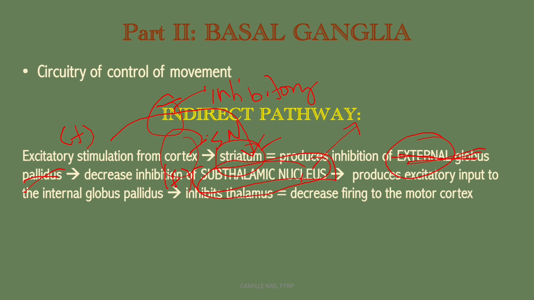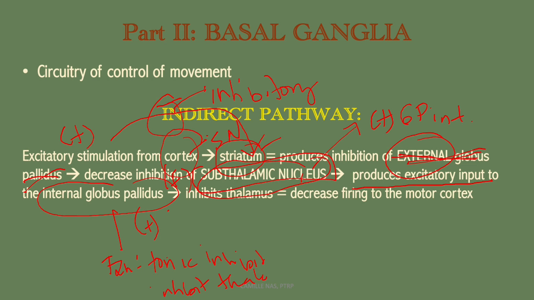And the action of your subthalamic nucleus is to excite your globus pallidus internal. So, therefore, it will produce excitatory input to the internal globus pallidus. And what is again the function of your globus pallidus internal? To produce tonic inhibition, and also inhibit thalamus. So, ngayon, pwede mo nang gawin yung action mo, globus pallidus internal. So, inhibit si thalamus, and that will result to decrease firing to the motor cortex. And it will result to tonic inhibition plus negative muscle activity.